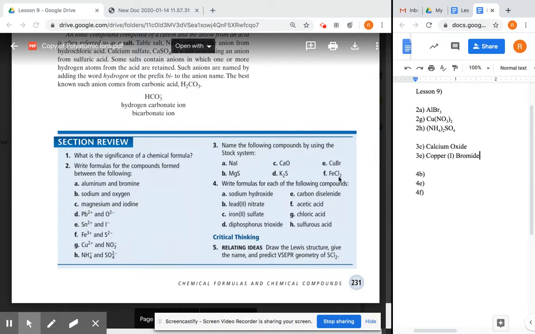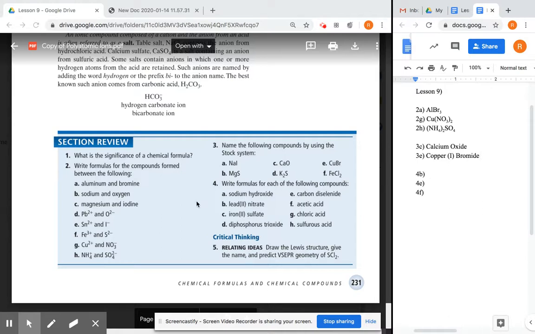Now for 3F, for example, there's iron, right? Iron also can form multiple different types of charges. We see that chlorine, there are 2 of them. Chlorine is also going to be a -1, so it's got to be iron(II) to cancel out the -2 charge from the 2 chlorines.